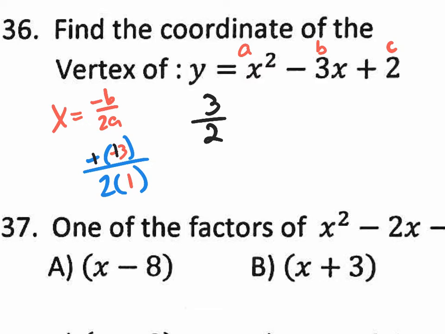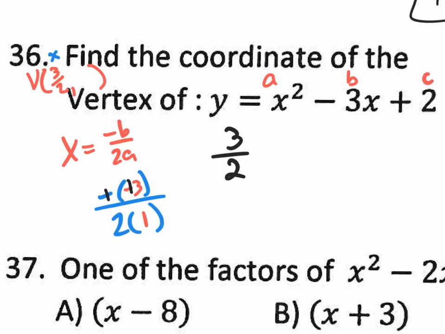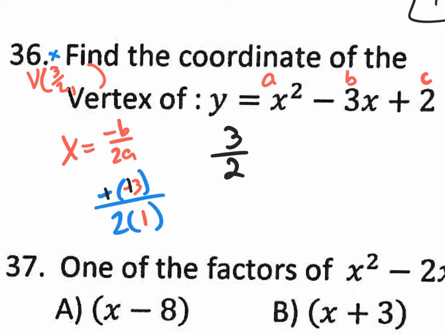Now remember, the vertex is a coordinate, and this first x value is 3/2. Or you could put 1.5, whatever you want. But the bottom line is that's your x value of your vertex. How do you find the y value once you already have your x value? Plug it in. So I need to plug in 3/2 into every x that I have, which is 2 of them. So let me rewrite my quadratic equation here.